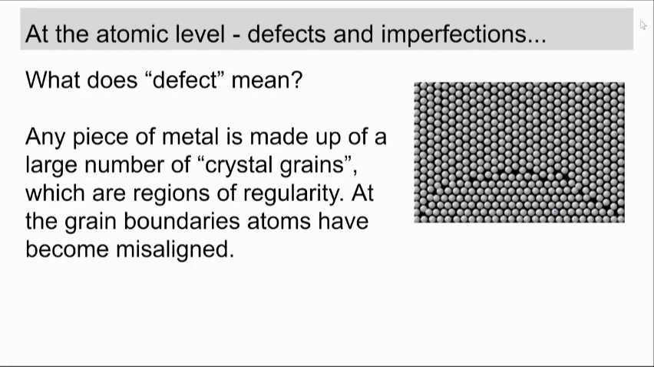At the atomic level, a defect is when a piece of metal is made up of a large number of crystal grains where there's regions of regularity, and the grain boundaries of the atoms have become misaligned. So we can see in this picture to the right, we have some extremely regular atomic packing occurring, and yet right here at this region, we have a defect or an area where the grain boundaries, the atoms have become misaligned.